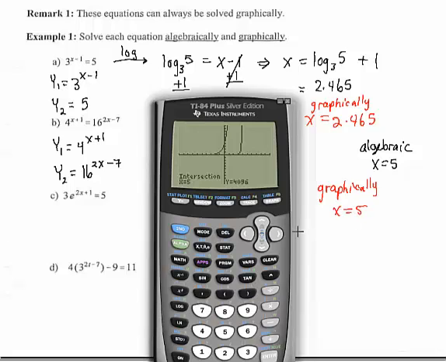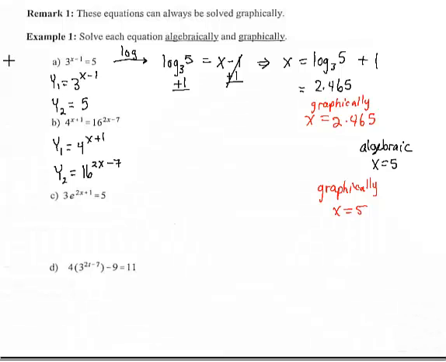Okay, and that was done by simply finding the intersection of the left and the right hand sides of the equation, and that gave us this solution, x equals 5. And again, of course, you're looking for the x coordinate.